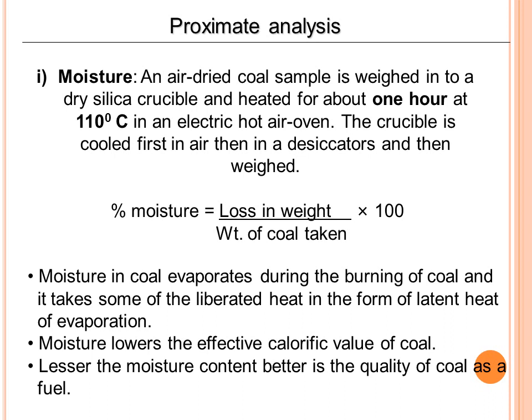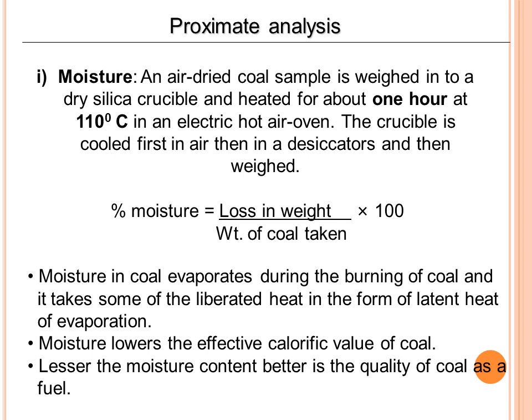What will happen during this 1 hour at 110 degrees? Whatever moisture is present will evaporate. After 1 hour, we take out the silica crucible, keep it in a desiccator and allow it to cool. After cooling, we take its weight. So we now have two weights: one before the experiment, of only the air dried coal, and the second which is now moisture free.